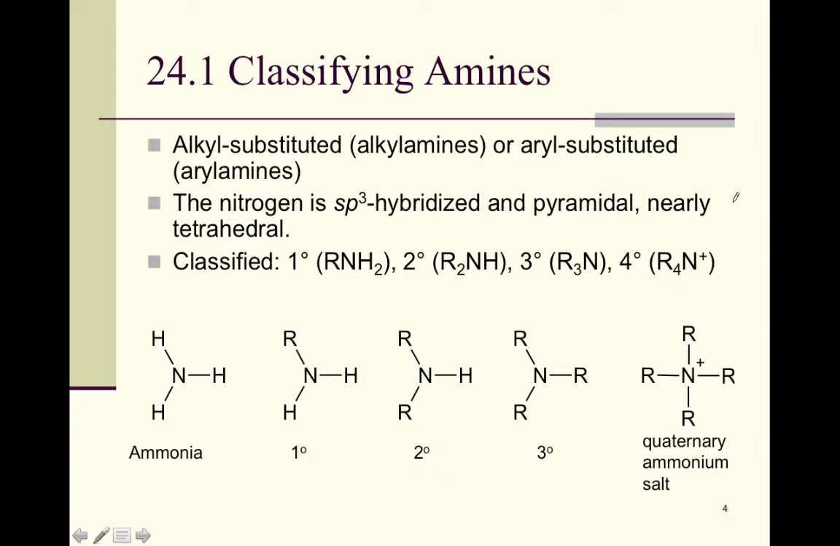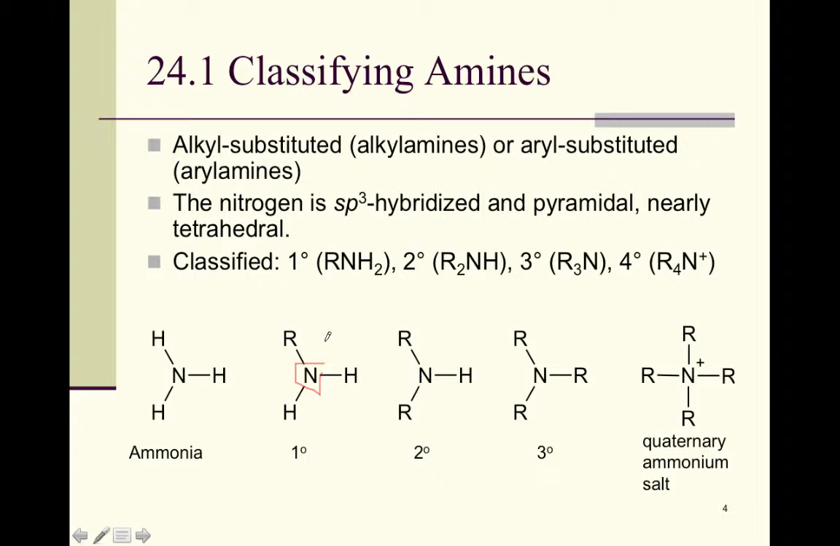Let's take a closer look. Ammonia, nitrogen with 3 hydrogens on it, is not classified as an amine. It is ammonia. In fact, it's not even an organic compound yet. Now, replacing one of those hydrogens with just 1 carbon, now we have our organic compound. Here we have our nitrogen. It has 1 R group. It would be a primary amine.